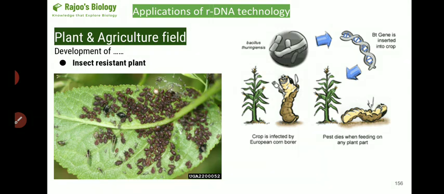So this is due to the presence and production of the foreign gene and foreign protein in the plant. This way, we can construct the transgenic plant. The transgenic plant becomes insect resistant. The best examples of this are BT cotton and BT brinjal. All the plants start with BT.